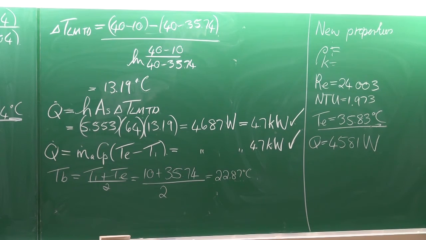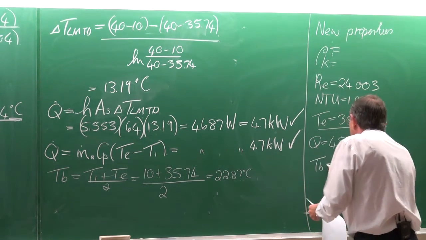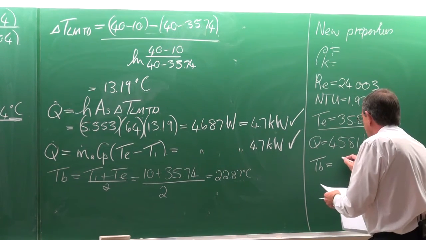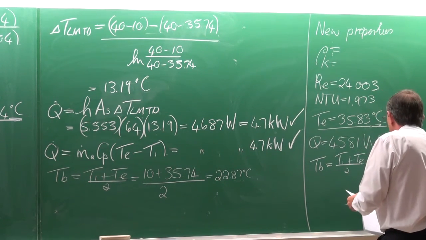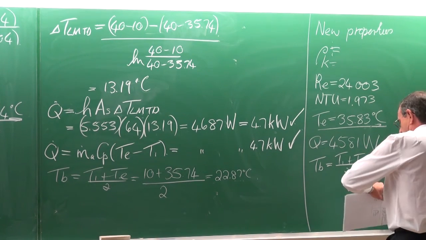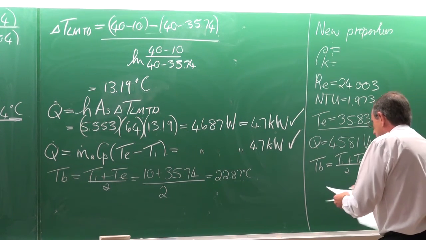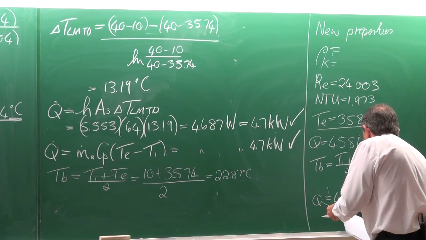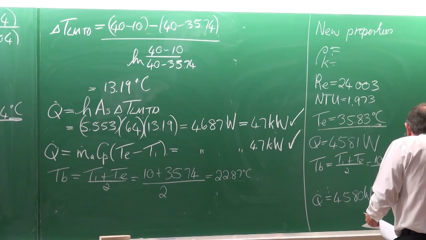And if you want to, you can now go and redo the calculation again. So you can say, well, let's recalculate it again now for bulk temperature again of inlet plus outlet divided by 2, which is 10 plus 35.83 divided by 2. And if you go and redo all the calculations, then the heat transfer rate remains the same, 4,580 watts, or 4.6 kilowatts.